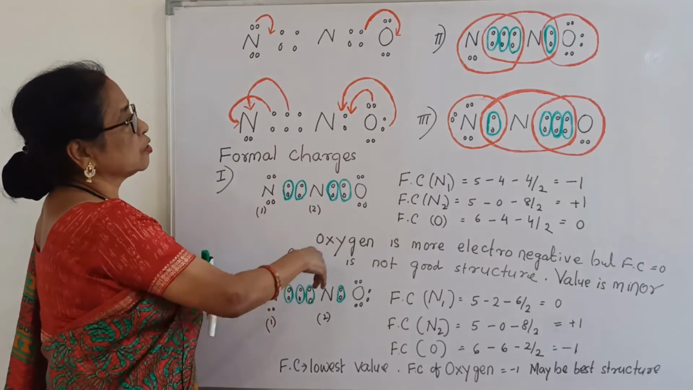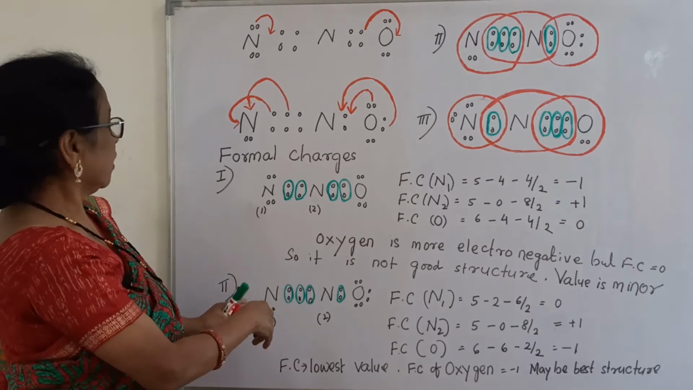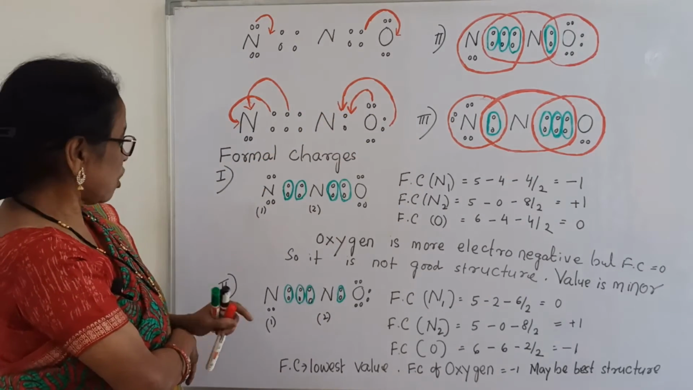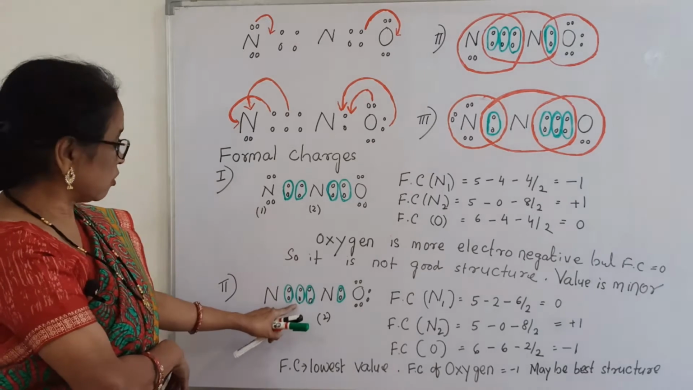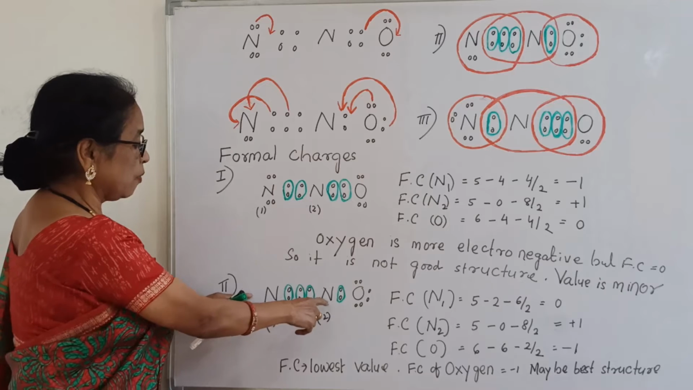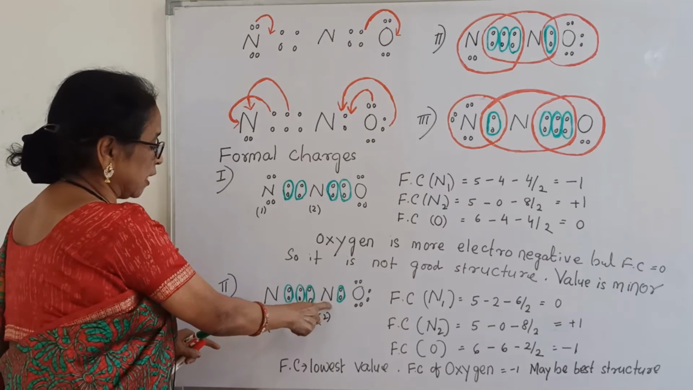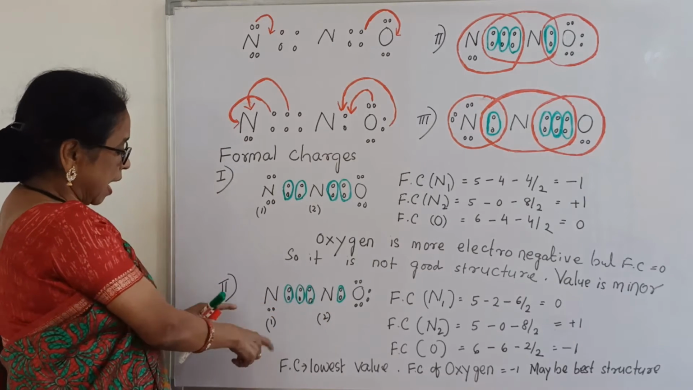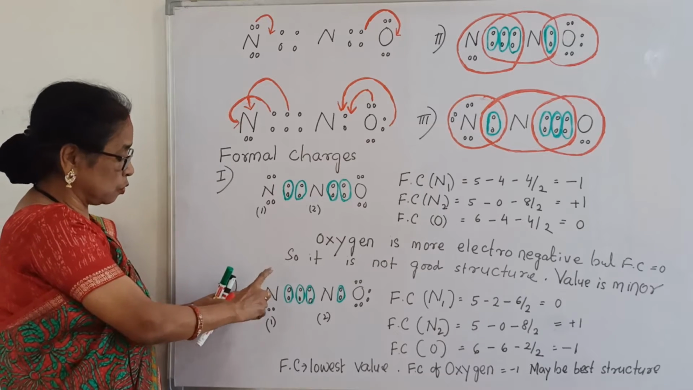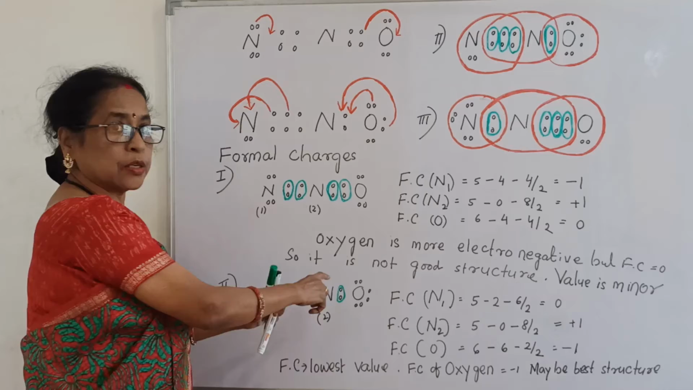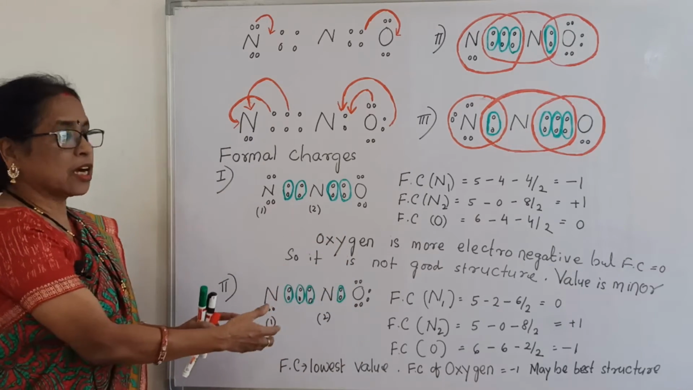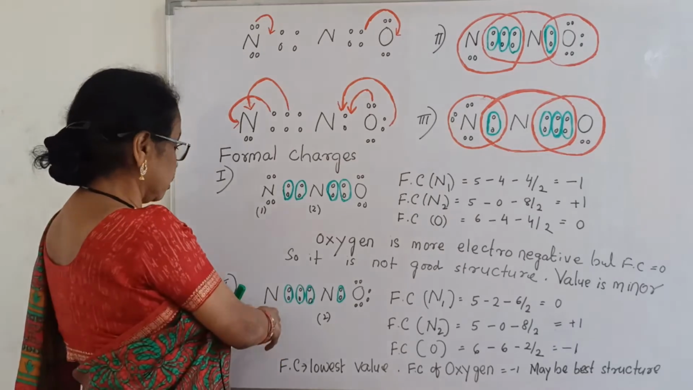Next, come to the second structure. In the second structure, how many bonding electrons for this nitrogen? 3 pairs. And how many bonding electrons for this nitrogen? 4 pairs. And how many non-bonding electrons for this nitrogen? 1, 2. And for this nitrogen 0, and this oxygen 6. Now we will calculate the formal charge of nitrogen 1.